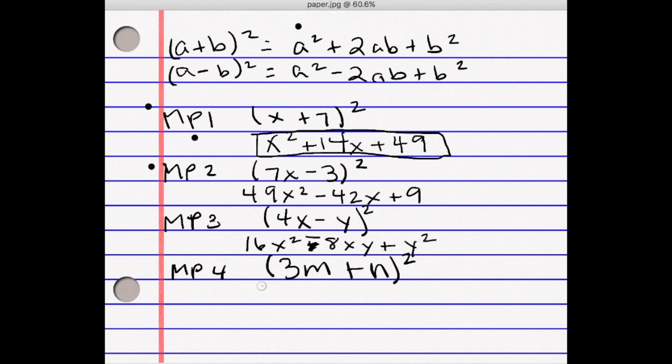Here we go. Last one. 3n times 3m, 9m squared. Multiply the two together to make 3mn times 2 makes 6mn. And then square the last to make n squared. Perfect.